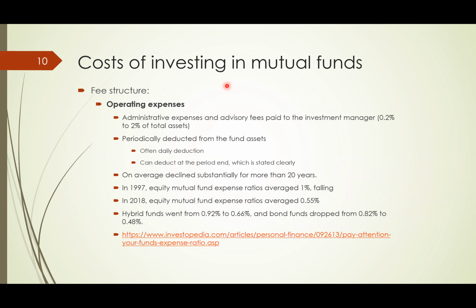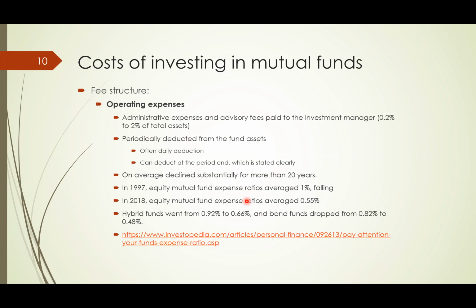Let's discuss the cost of investing in mutual funds. Okay, the most important cost that occurs annually is operating expenses. Operating expenses cover administration expenses as well as advisory fees that can range from several basis points up to 200 basis points of the total assets. It's periodically deducted from the fund assets, so the net asset value reflects the deduction of operating expenses.